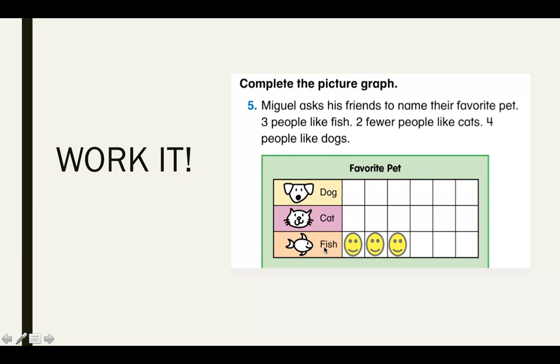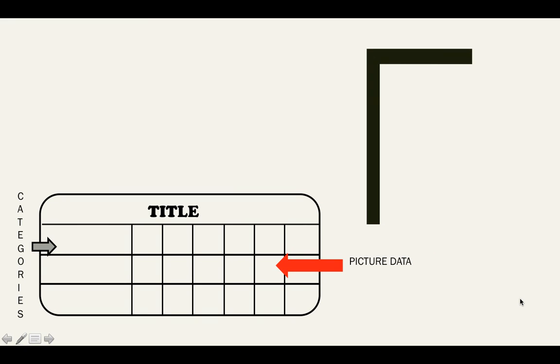3 people like fish. 2 fewer people like cats, so that means 2 less than fish equals 1 cat. And then 4 people like dogs. So now it's your turn.